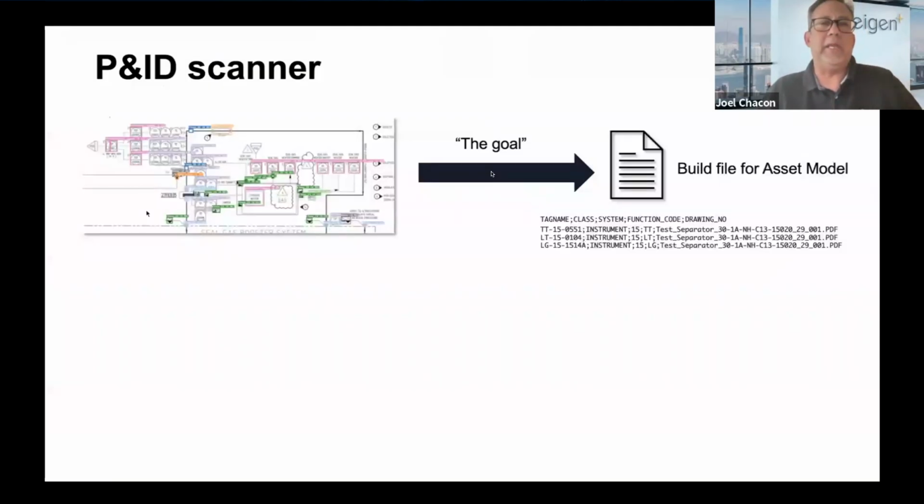So what we're trying to do here, we've presented this before, called a P&ID scanner for short, basically from a P&ID, which can be in paper, but not digitalized. The goal is to obtain the data that we need to build an asset model with all the information in the P&ID, particularly the tag names, the instrumentation.